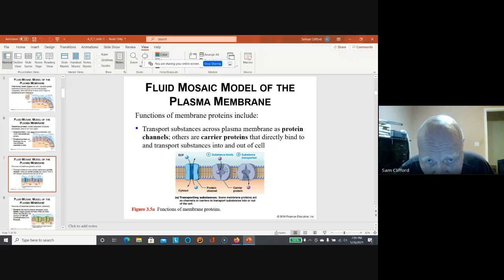Protein channels allow substances to move in and out of the cell. Some membrane proteins have binding sites to move substances in and out of the cell. So proteins allow for movement of substances in and out of the cell, and that's one of their main functions.